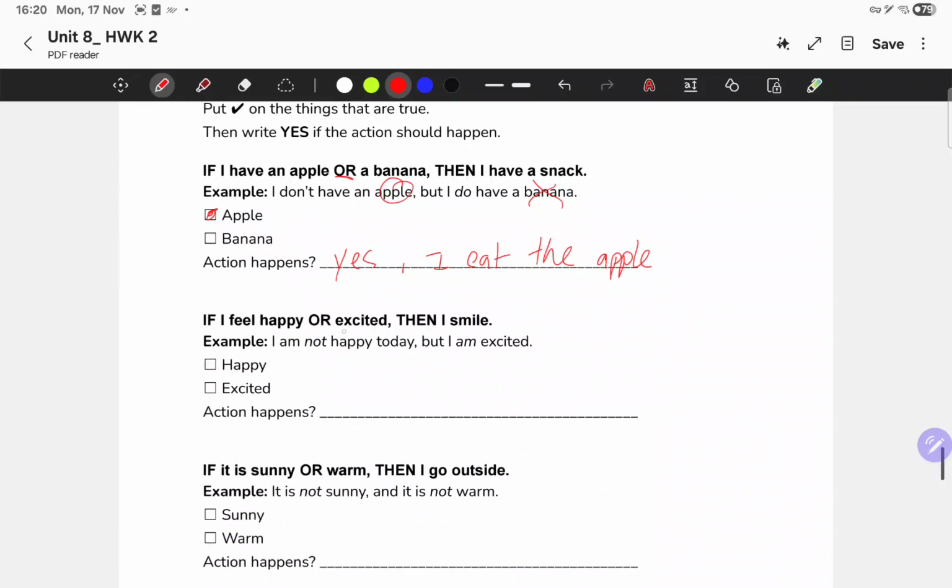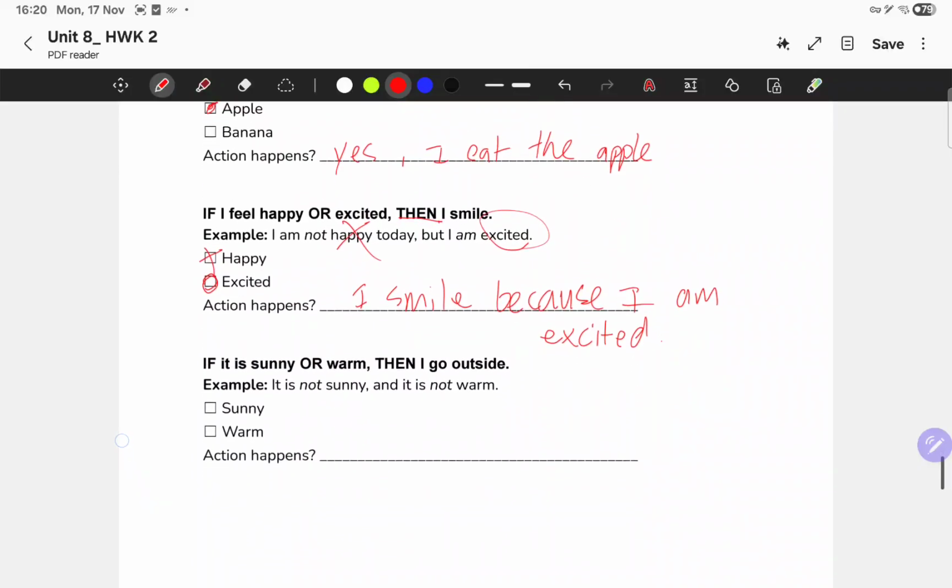If I feel happy or excited, then I smile. I'm not happy, but I am excited. Therefore, I smile because I am excited. I don't know how you can be excited and not happy. That doesn't make sense to me, but here we are.